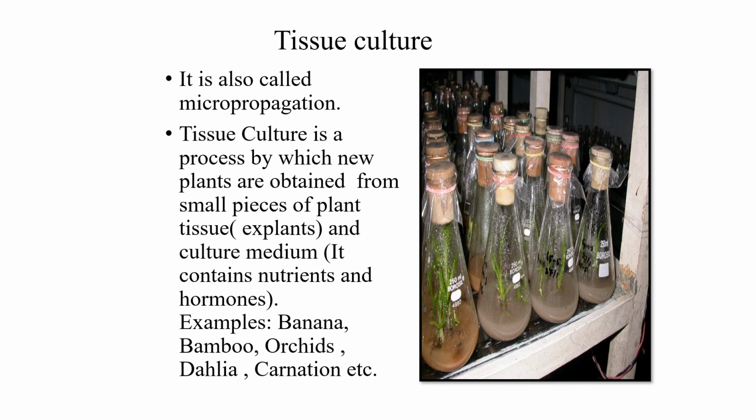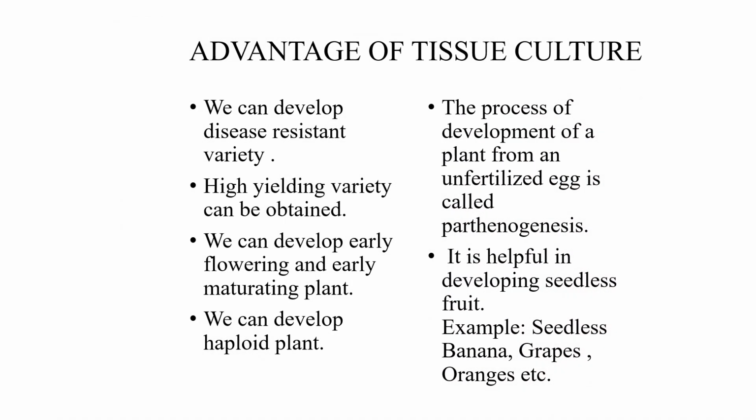Tissue culture is also called micropropagation. Tissue culture is a process by which new plants are obtained from small pieces of plant tissue, grown on a culture medium. The culture medium contains nutrients and hormones for the growth of the tissues. Examples: banana, bamboo, orchids, dahlia, carnation, etc. Advantages of tissue culture: we can develop disease-resistant and high-yielding varieties, early flowering and early maturing plants, and haploid plants.